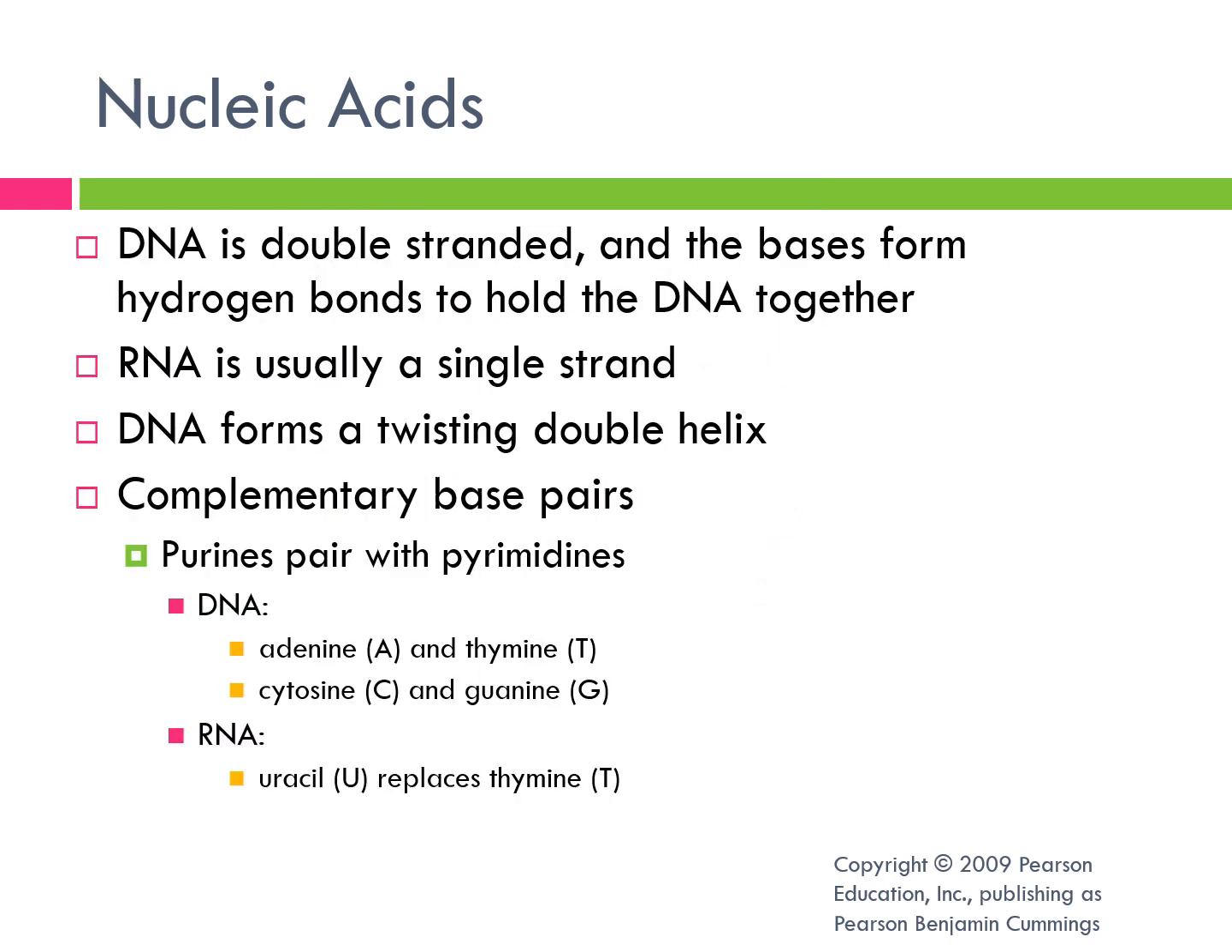DNA is double-stranded, and the bases form hydrogen bonds to hold the DNA together. RNA is single-stranded. DNA forms a double helix, and complementary base pairs are going to hydrogen bond to one another. So purines are going to pair with pyrimidines, and each purine has a specific pyrimidine that it pairs with. So in DNA, adenine always pairs with thymine, and cytosine always pairs with guanine.